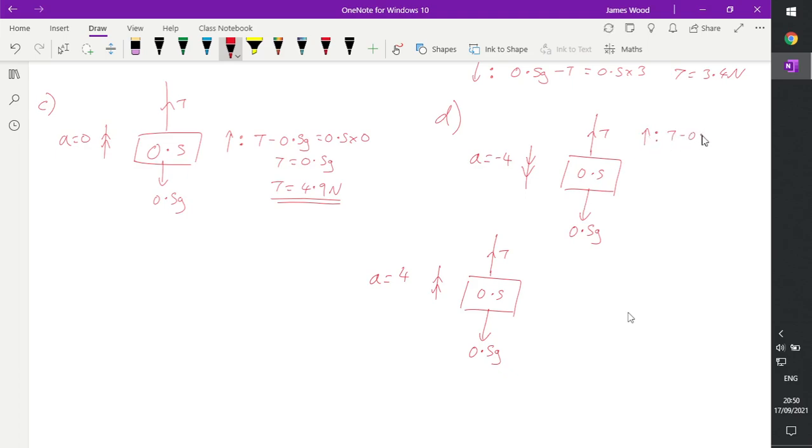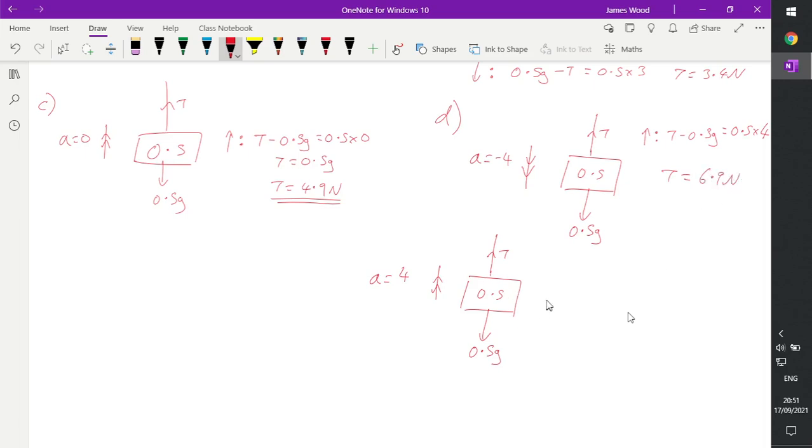T minus 0.5 g equals 0.5 times, if I'm resolving up, and it's accelerating at minus 4 downwards, then that would be times 4. So 0.5 times 4 plus 0.5 times 9.8. So it's going to be 6.9 newtons.